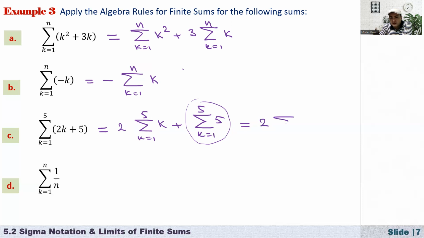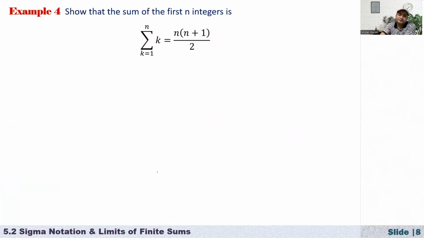So here 2 times sigma k equals 1 to 5 of k, plus 5 times 5, that's equal to 25. In a similar way, now the last one: 1 over n, with k taking values from 1 to n. So this sum is equal to 1 over n times n, so it is equal to 1. Because it is 1 over n plus 1 over n plus 1 over n, since this n does not depend on k. K is changing, so how many 1 over n's do we have? n. That's why its sum is equal to 1.